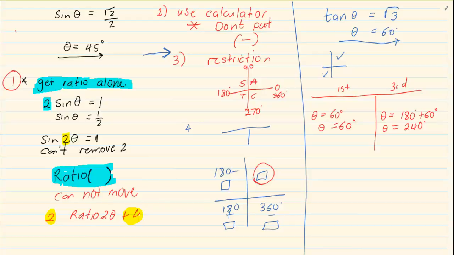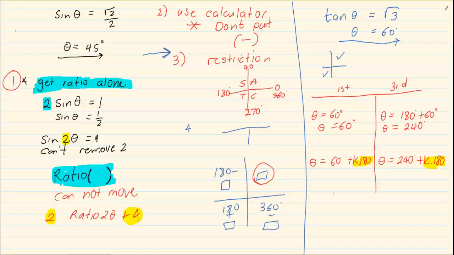In grade 10, you had learned in the graphs that the period of a tan graph is plus 180 degrees. So the period keeps on repeating itself. The graph keeps on repeating itself after 180 degrees. So our final general solution is theta is going to equal 60 plus k 180. And here theta is equal to 240 plus k 180. Now where am I getting the 180s? It is because I know the periods of the graph. The period of a tan graph is plus k 180.